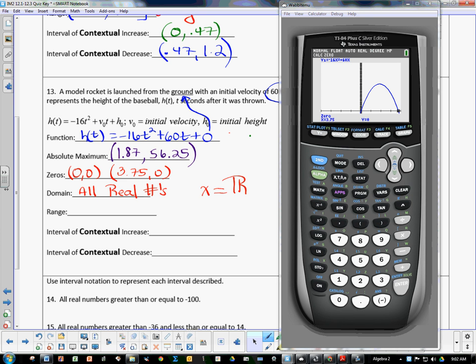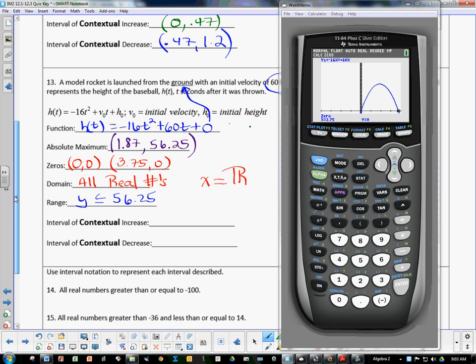Range. Guys, where's the range? Does this thing go up forever or down forever? Yeah, down. I mean, not contextually, right? But it does go down if we're just looking at the math problem. So when we're talking about this whole range idea, if you were to use interval notation, you'd go low to high. Or you could just write here that y has to be less than or equal to, good, 56.25. That's the maximum height of this model rocket.